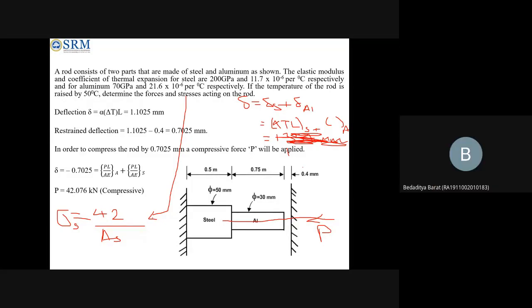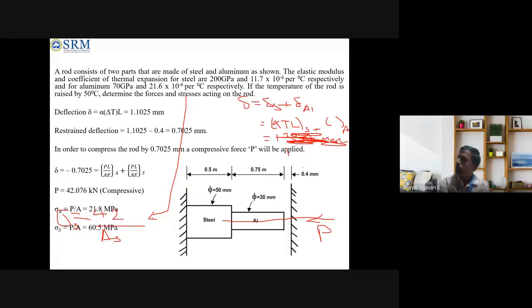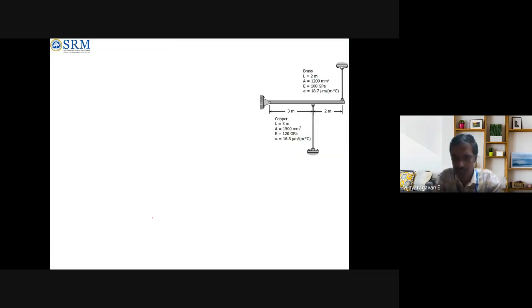Sir, for steel it is 60.86 and for aluminum it is 21.77. Always tell with units. Okay, so for steel 60 megapascal and for aluminum it is 21 megapascal. So kindly improve your speed in calculating. With this speed, it will be very difficult for you. Okay, so we will move on to the next question.